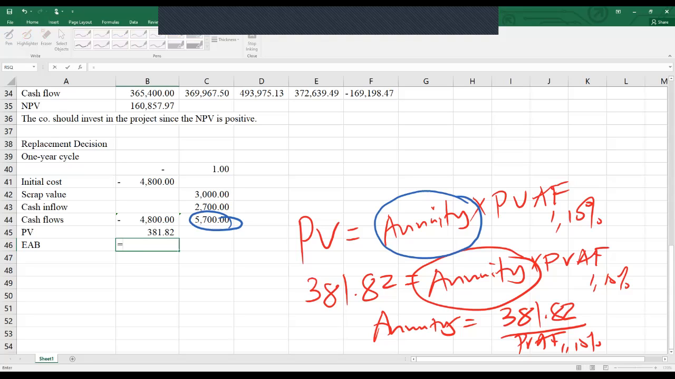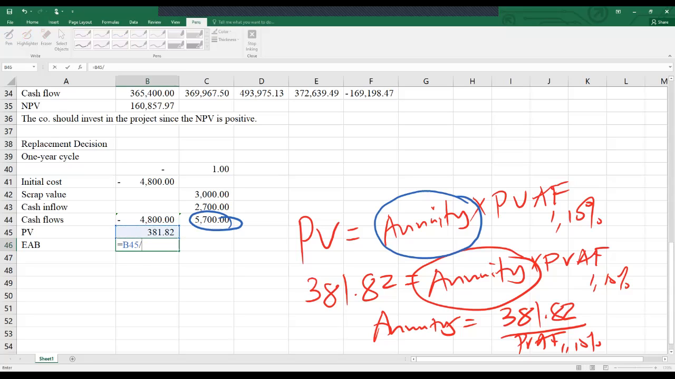Divide by the factor. And what's the factor? The discount rate is 10%. For 10%, year one, it's 90.91, or 0.909, and I get 420. Therefore, the equal amount that will be received is equal to 420 every year, to infinity. Don't forget this is to infinity. If the company follows a 1 year cycle, every year you'll be getting 420,000.